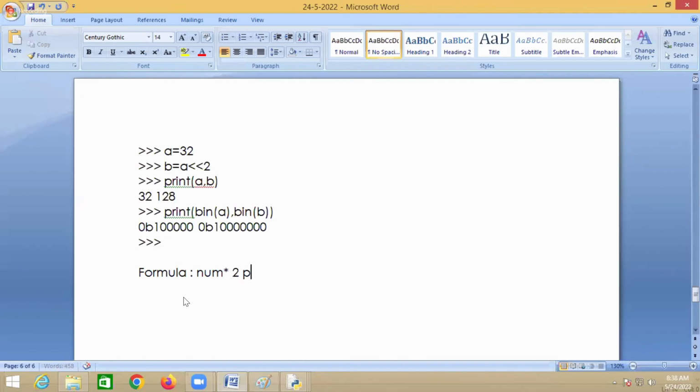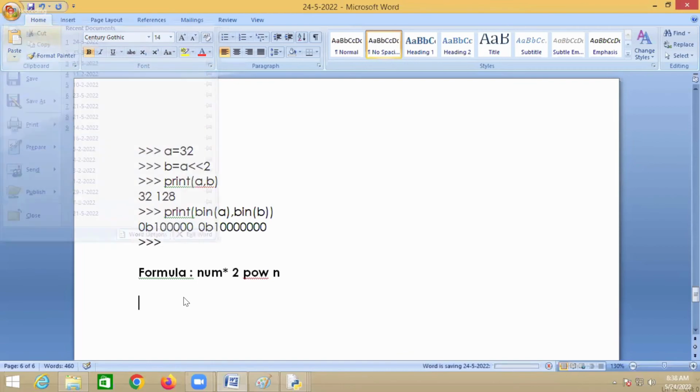There it is division, but here it is multiplying. When you divide, the value is decremented. When you multiply, the value is incremented. So the formula is num into 2 to the power of n.